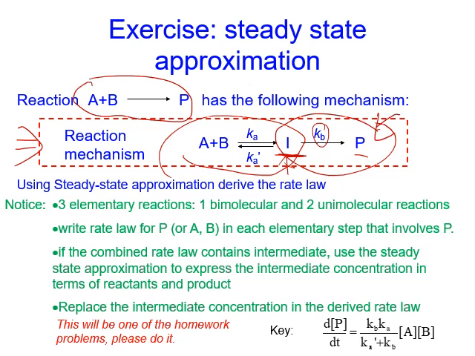So here is the answer. That's the final answer. The rate law for product P is first order with A and first order with B. These are the rate constants.